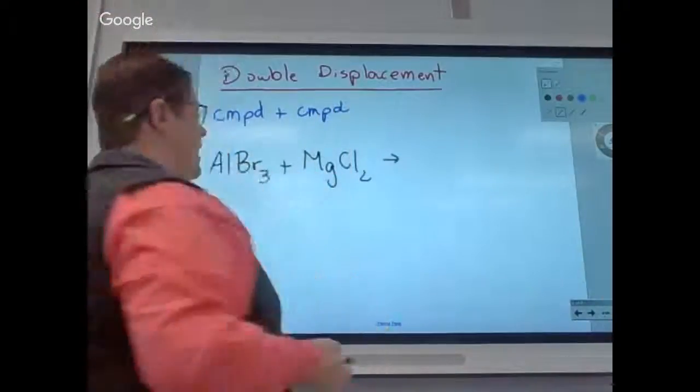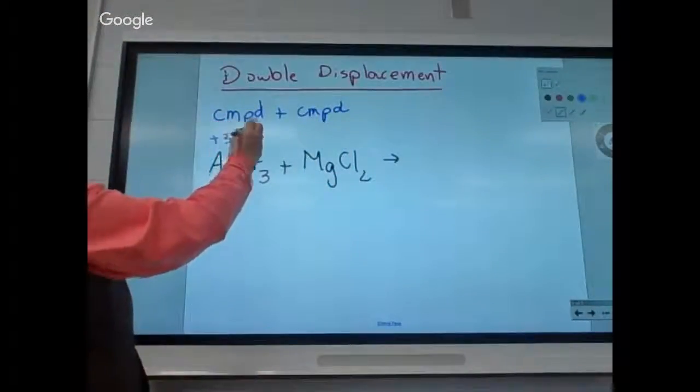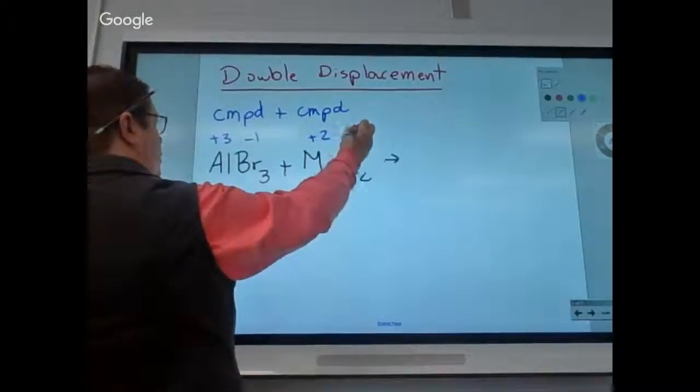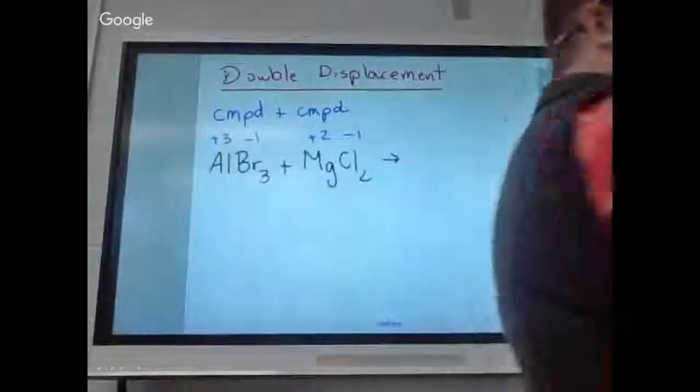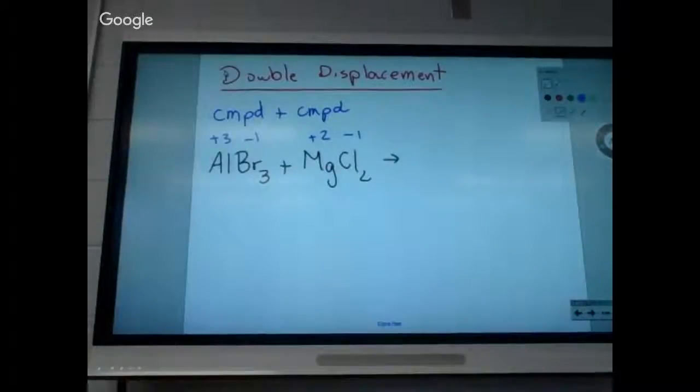So the steps are the same. Aluminum has a +3. Bromine has a -1. Magnesium has a +2. Chlorine has a -1. So this time you choose. You have two oxidation numbers that match. You have two that are positive. You have two that are negative.